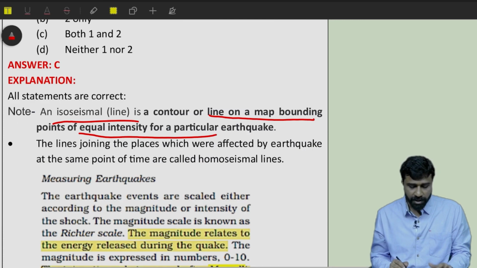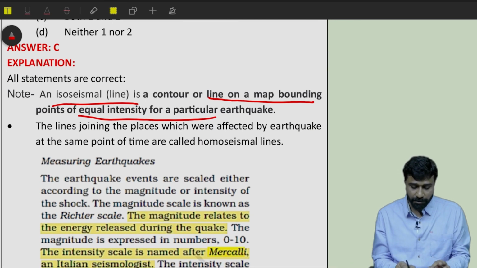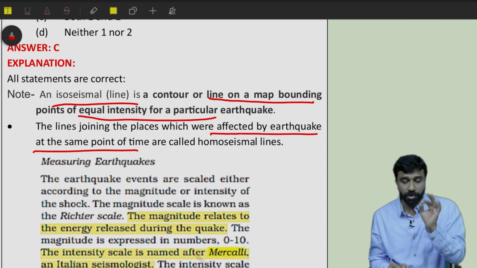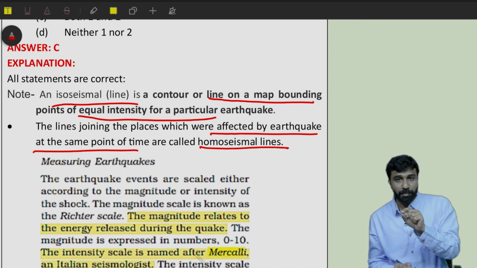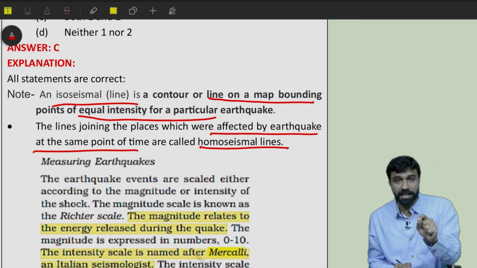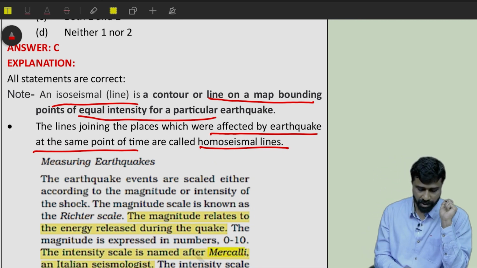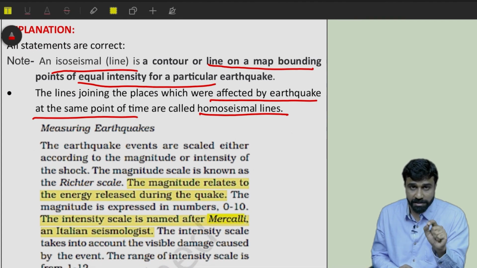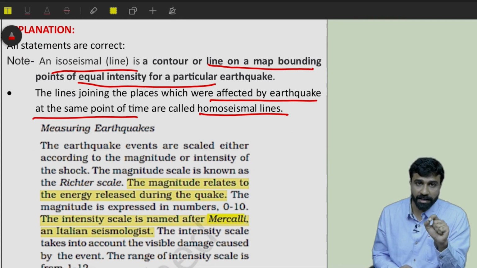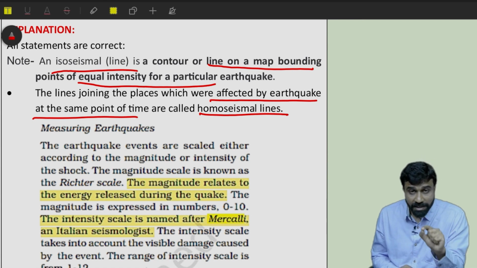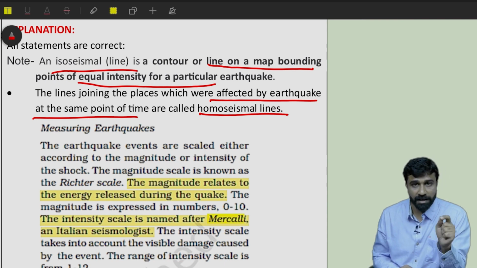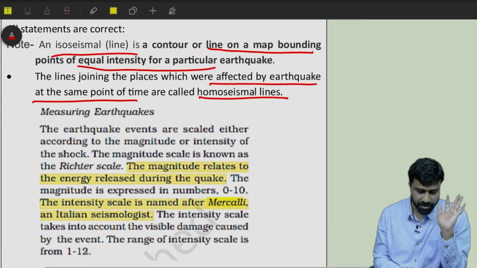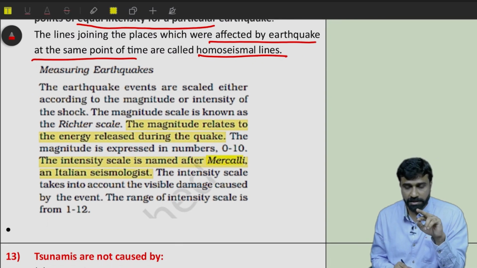Isoseismal line. The lines joining the places which were affected by earthquake at the same point of time are called homoseismal lines. That means the places at the same time in which the earthquake occurs, if they are connected, that is called homoseismal line. Okay, the time of occurrence of earthquakes, their connectedness is called homoseismal, and the intensity of earthquakes which are having a kind of equilibrium or uniformity, if they are connected, that is called isoseismal line. Simple.